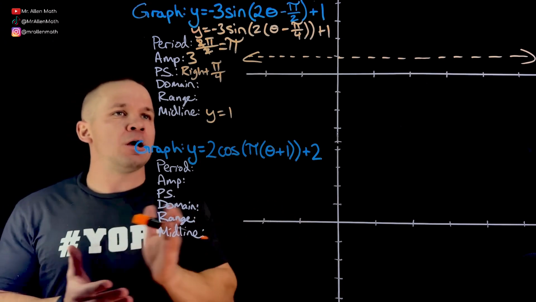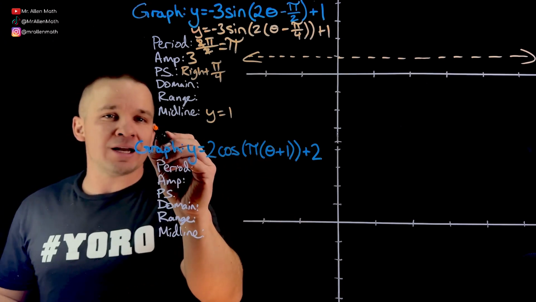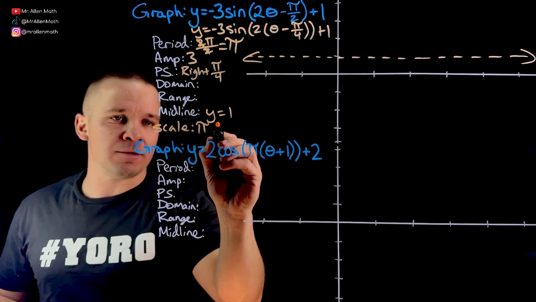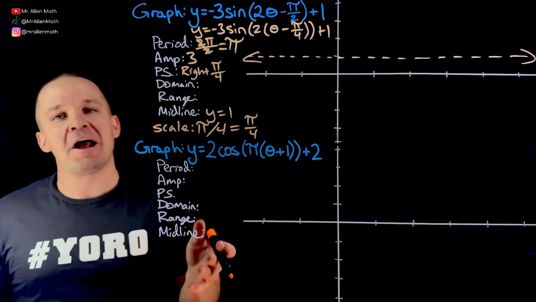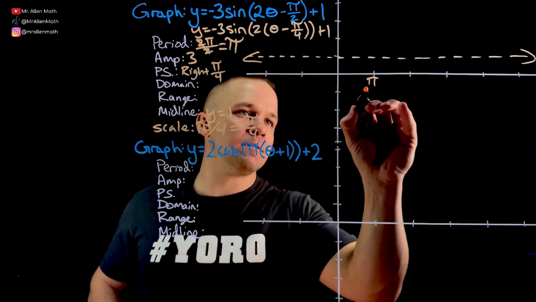All right, so let's see here. Do we need to scale this thing differently? Yes, okay? So a lot of times I'll say, like, scale. I'm going to take that pi, my period, and I'm going to divide it by 4, which is just pi over 4. All right, there we go. So I'm scaling by pi over 4s. So we get 1 pi over 4.